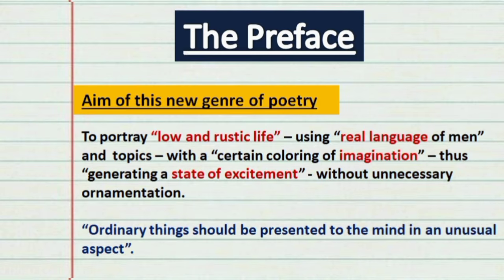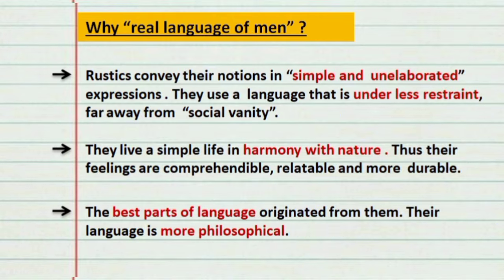And topics are not simply taken from ordinary life and depicted as they are. Instead, the poet uses his imagination in order to give it a little coloring. And with this coloring of imagination, the poet could generate a state of excitement in the reader without unnecessary ornamentation. According to Wordsworth, ordinary things should be presented to the mind in an unusual aspect.